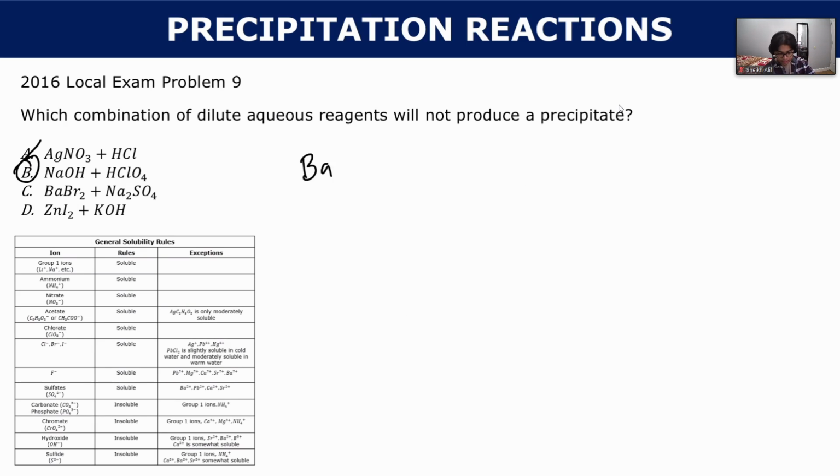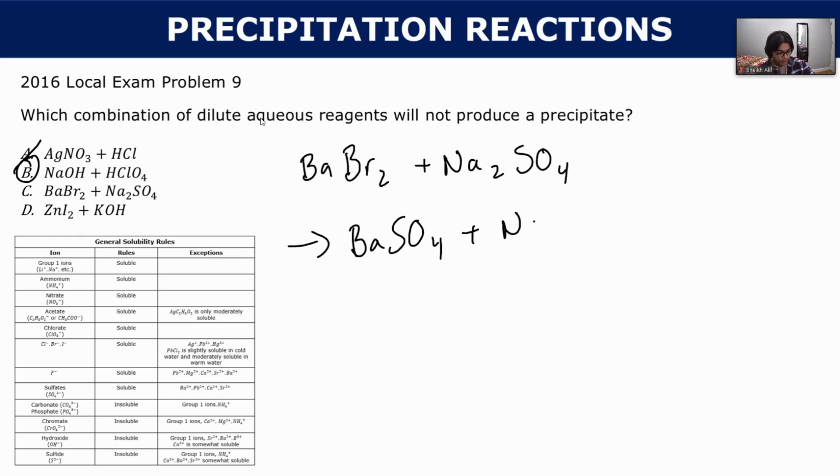C is barium bromide, BaBr2, plus Na2SO4, and so the double displacement reaction gets us to BaSO4 and NaBr. The NaBr here we know is going to be aqueous. That's always soluble. But the barium sulfate, let's take a look at that.